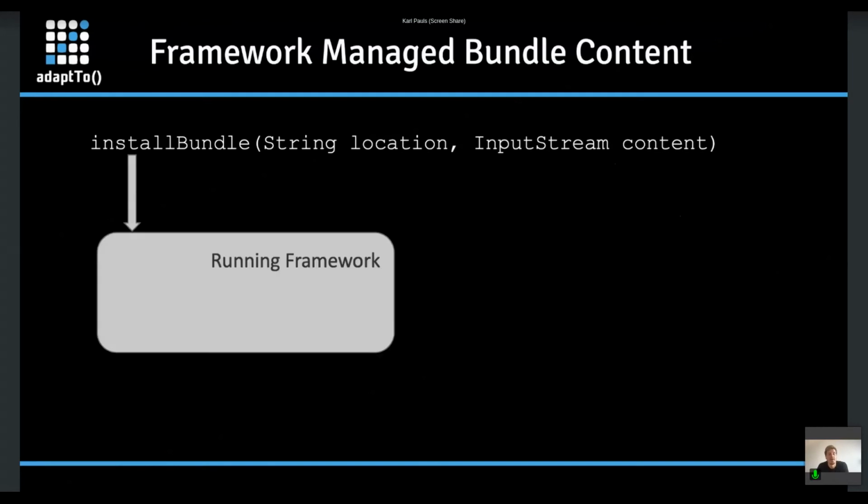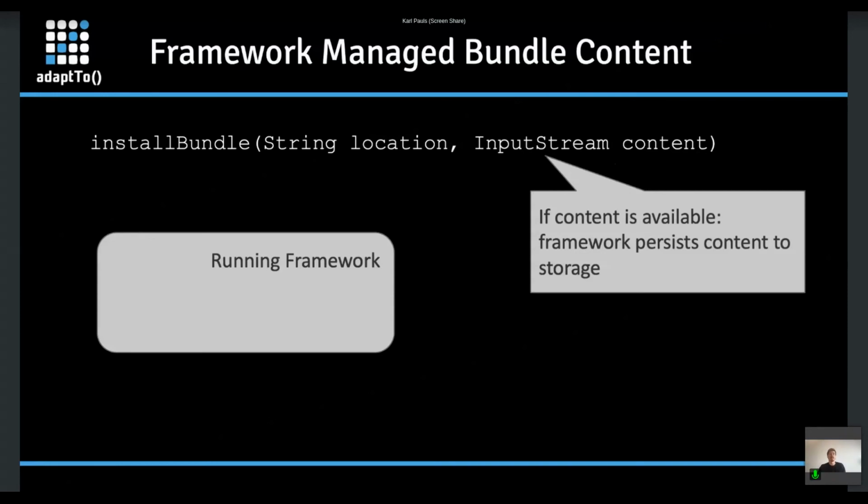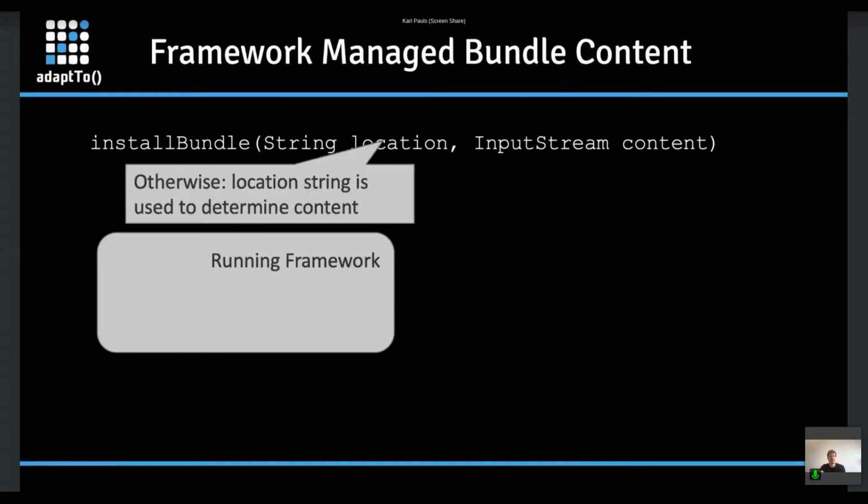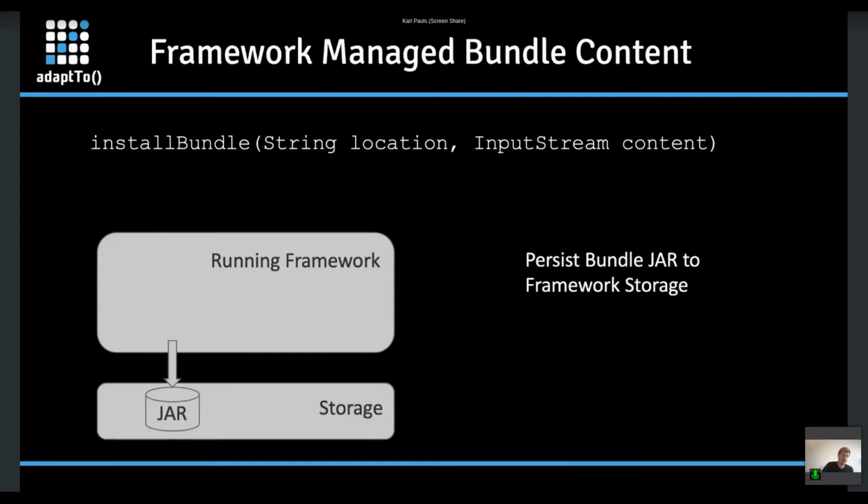Okay. So if you do that on a running framework, the framework first sees, did we get content from the input stream? Well, in that case, use that one. If not, look at the location and see if you can find out where the content is supposed to be. Typically, we do that by creating a URL out of it and try to load it. And then if any of the two methods succeed, we download the content, store it in the storage of the framework, typically the cache on disk, as a jar file.